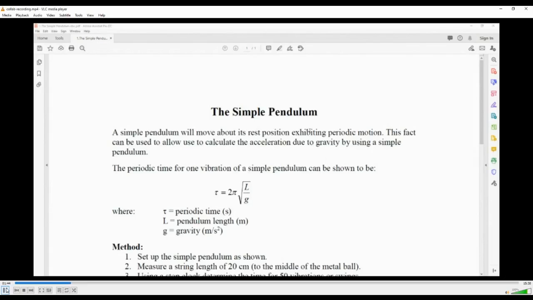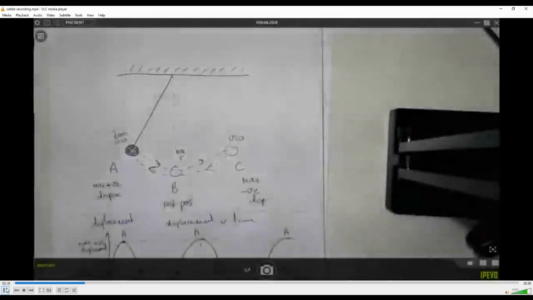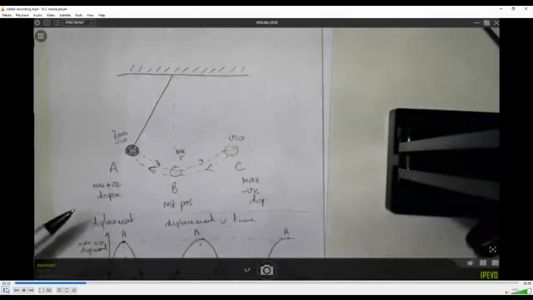Now today what we're going to do is examine simple harmonic motion for a simple pendulum. And we're going to use the simple pendulum as a means of determining the acceleration due to gravity. So let's look for a moment at the simple pendulum to see what we had said about that. Okay, so we had looked at this diagram of our simple pendulum in our notes.